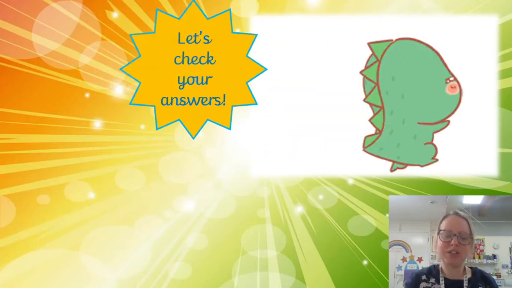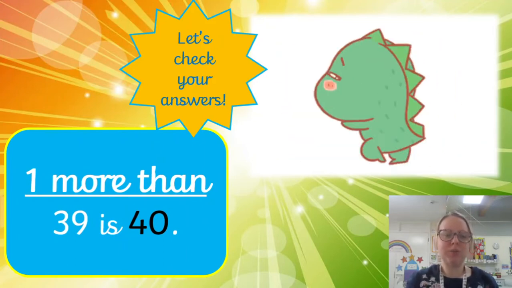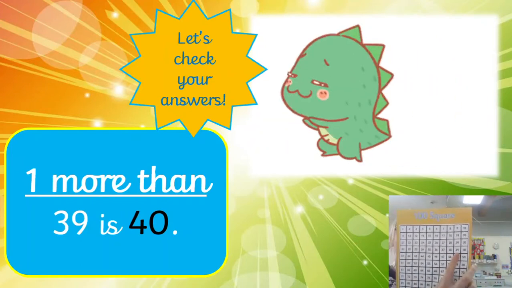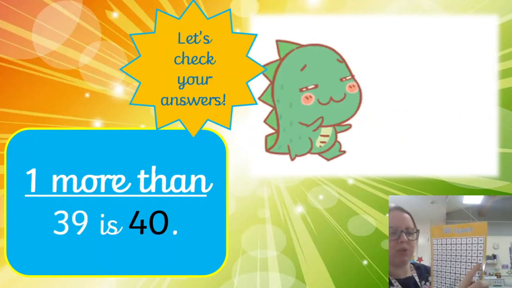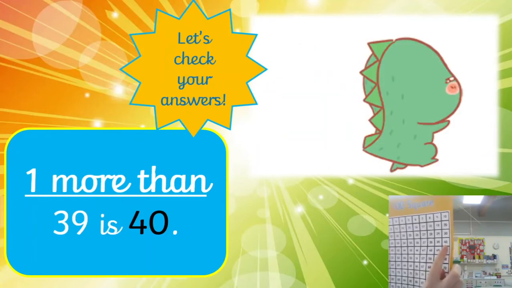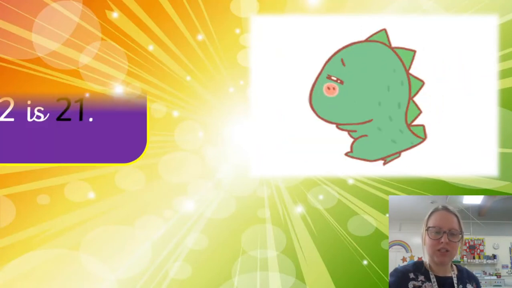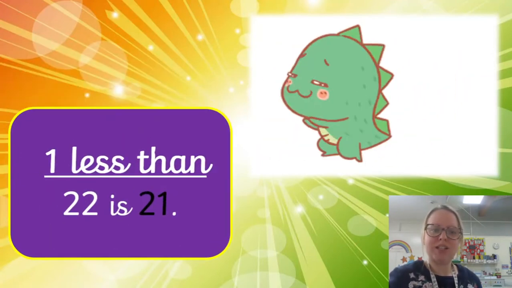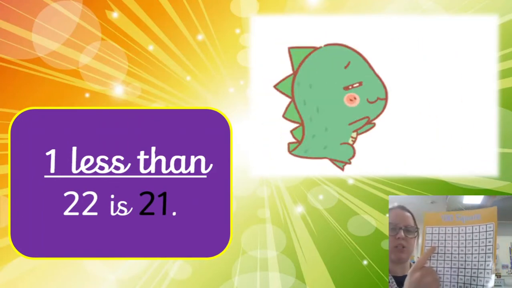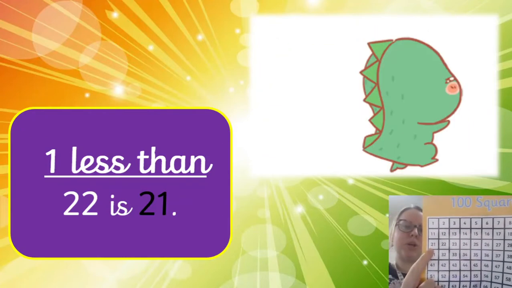Okay, let's check your answers now. Give yourself a tick for all of the answers you get right. So 1 more than 39 is 40. I found 39 on my 100 square and I did 1 jump, because for 1 more we just need to do 1 jump along, and that is number 40. Give yourself a tick if you got it right. The next question is 1 less than 22 is 21. I found 22 on my 100 square, and this time I did a jump back and I landed on 21.